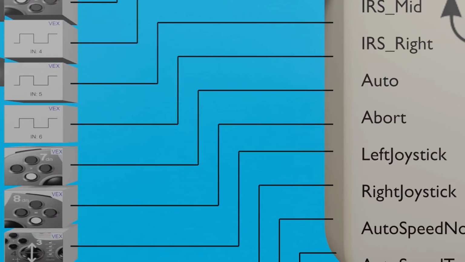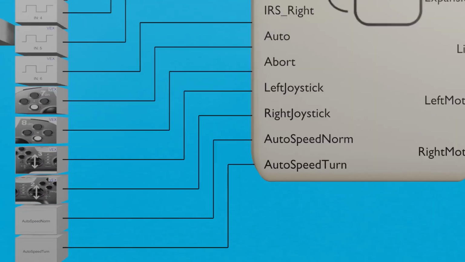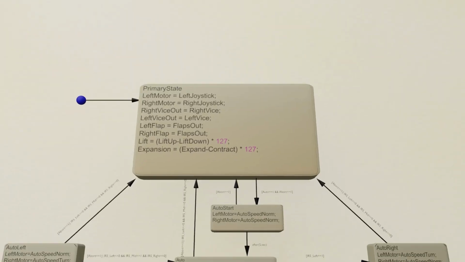The most complex part of the program is the autonomous portion. The autonomous program uses 2 buttons labeled auto and abort, 3 digital inputs for IR sensors, and 2 variables for speed to allow the values to be easily changed in debugging. The variables autospeed norm and autospeed turn are each declared and assigned a value here, and connected to the state flow here. Within the state flow, the program begins at the blue circle.